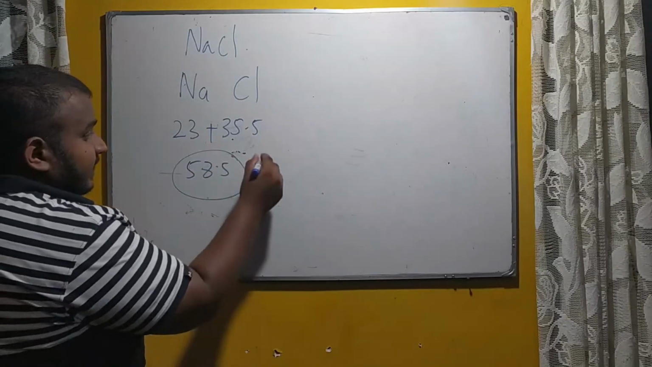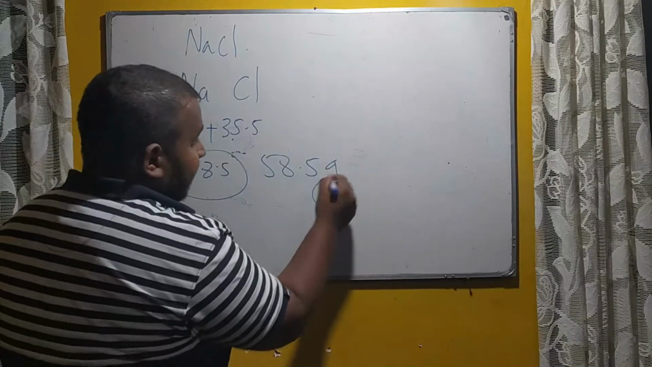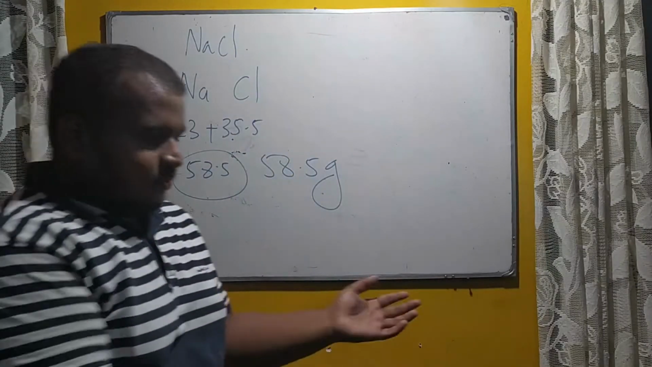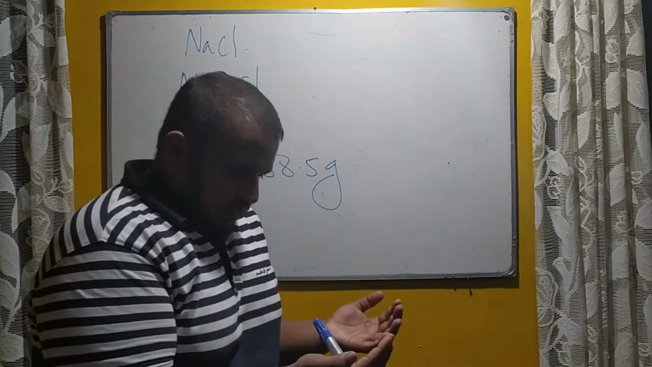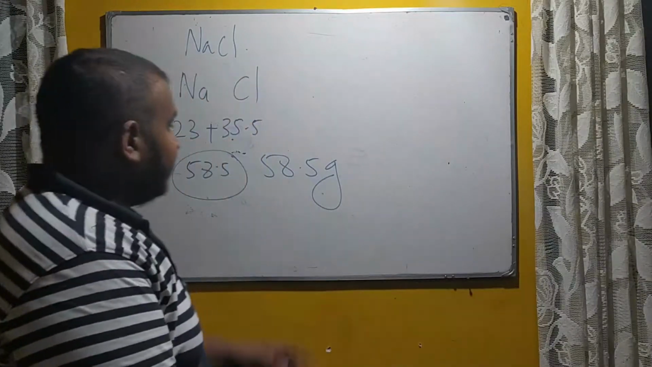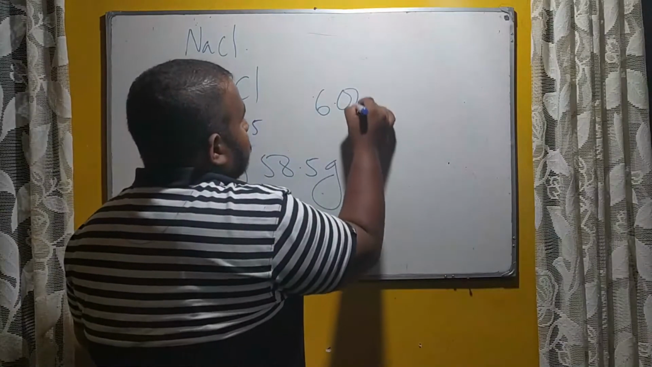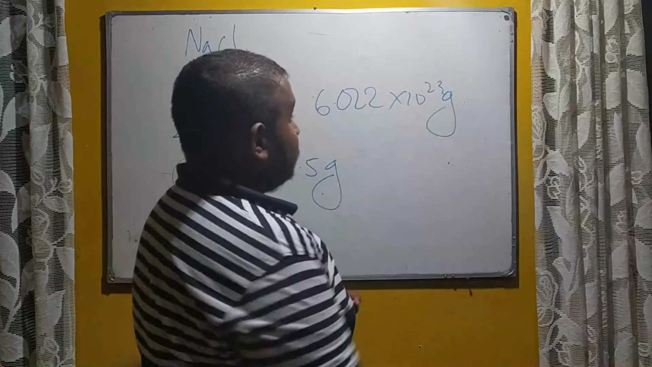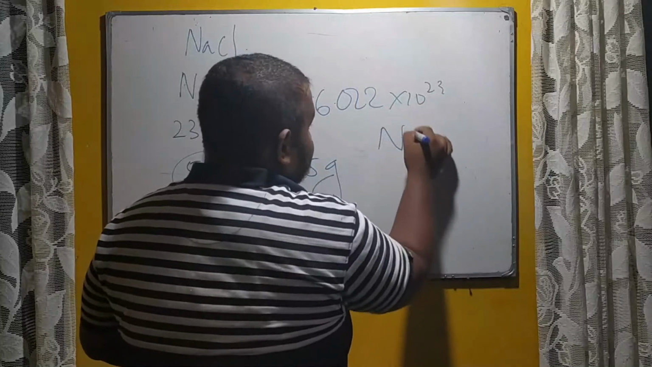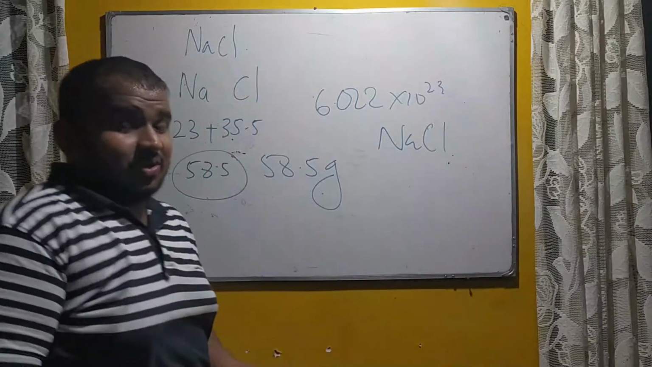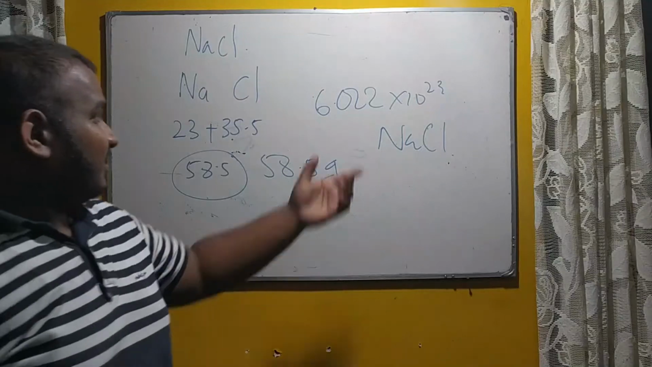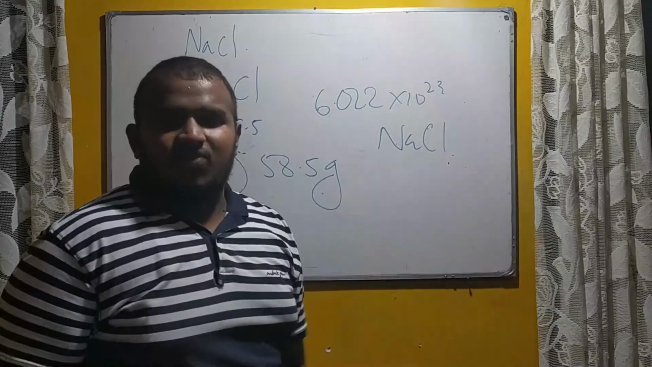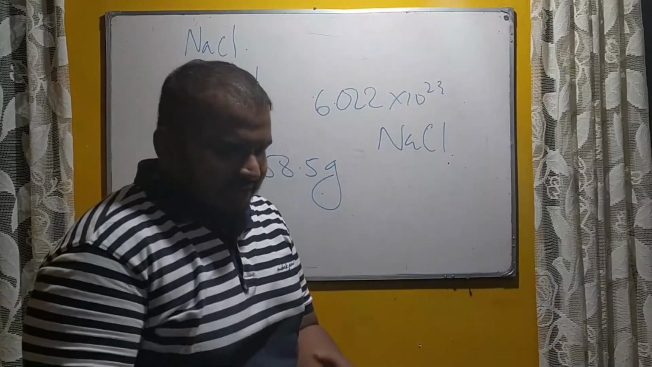If you take 58.5 grams of sodium chloride, the salt you have at home, if you measure 58.5 grams, there will be 6.022 × 10^23 sodium chloride, sorry, compounds will be there. There will be 6.0 × 10^23 sodium chloride. So here we are connecting it.